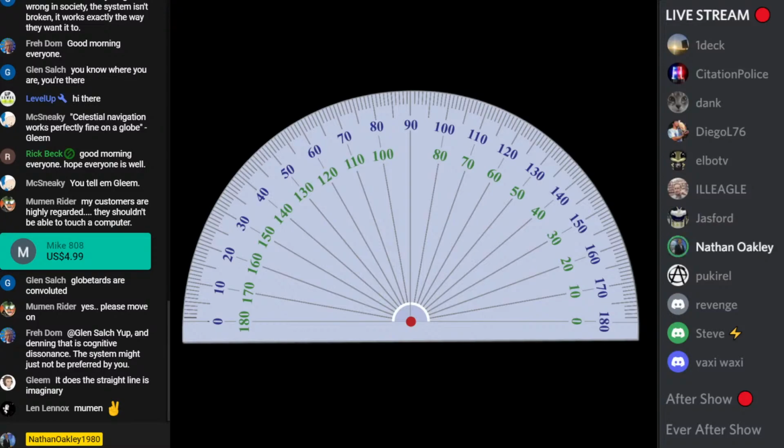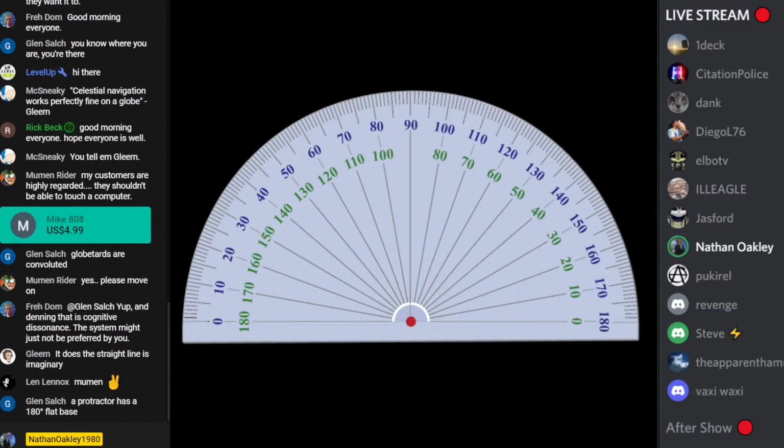Okay. Any evidence of a physical geometric sphere edge horizon, formerly known as Earth curve?